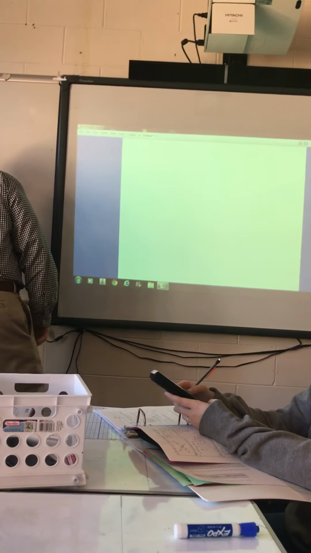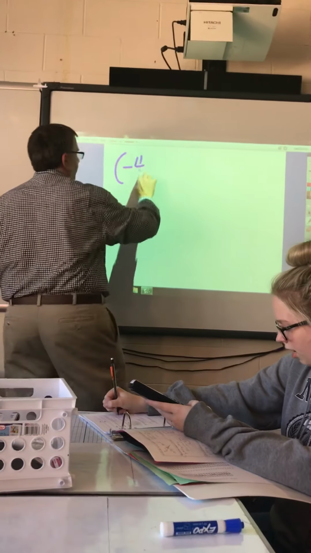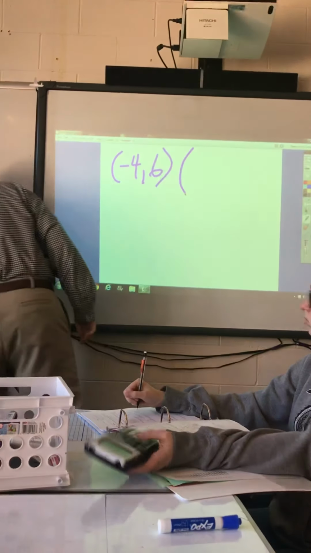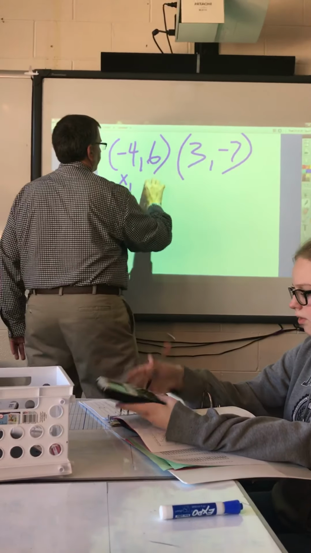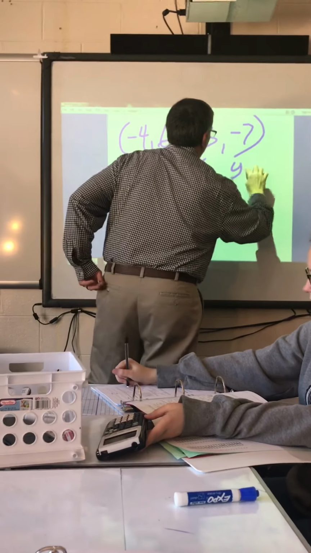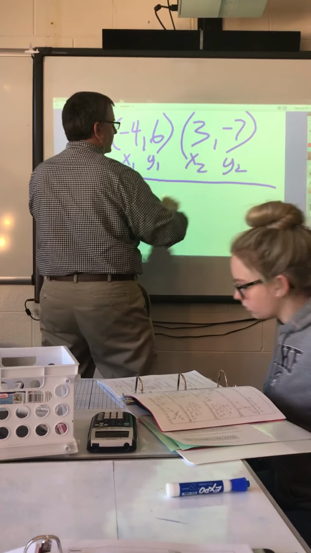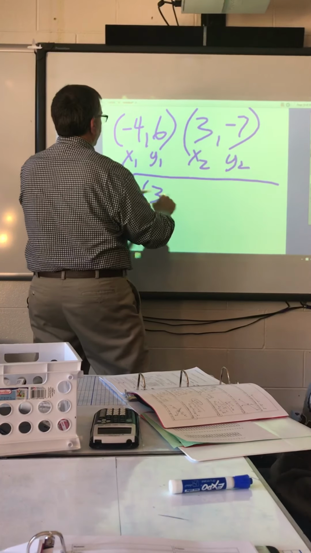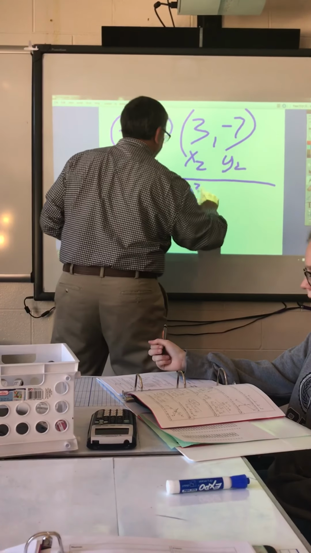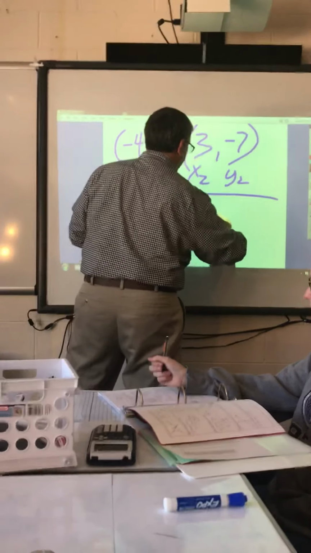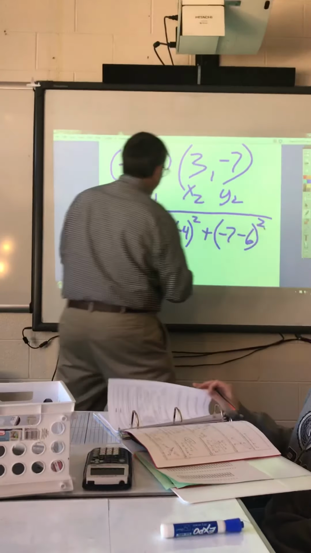Okay, so we are back, and we are looking at question 1. I'm given the points of negative 4, 6, and 3 and negative 7. x1, y1, x2, y2. So I'm going to take the square root of this. I know x2 goes first, so that's 3. Then x1, minus a negative 4, squared. Plus y2, negative 7 minus 6, squared.